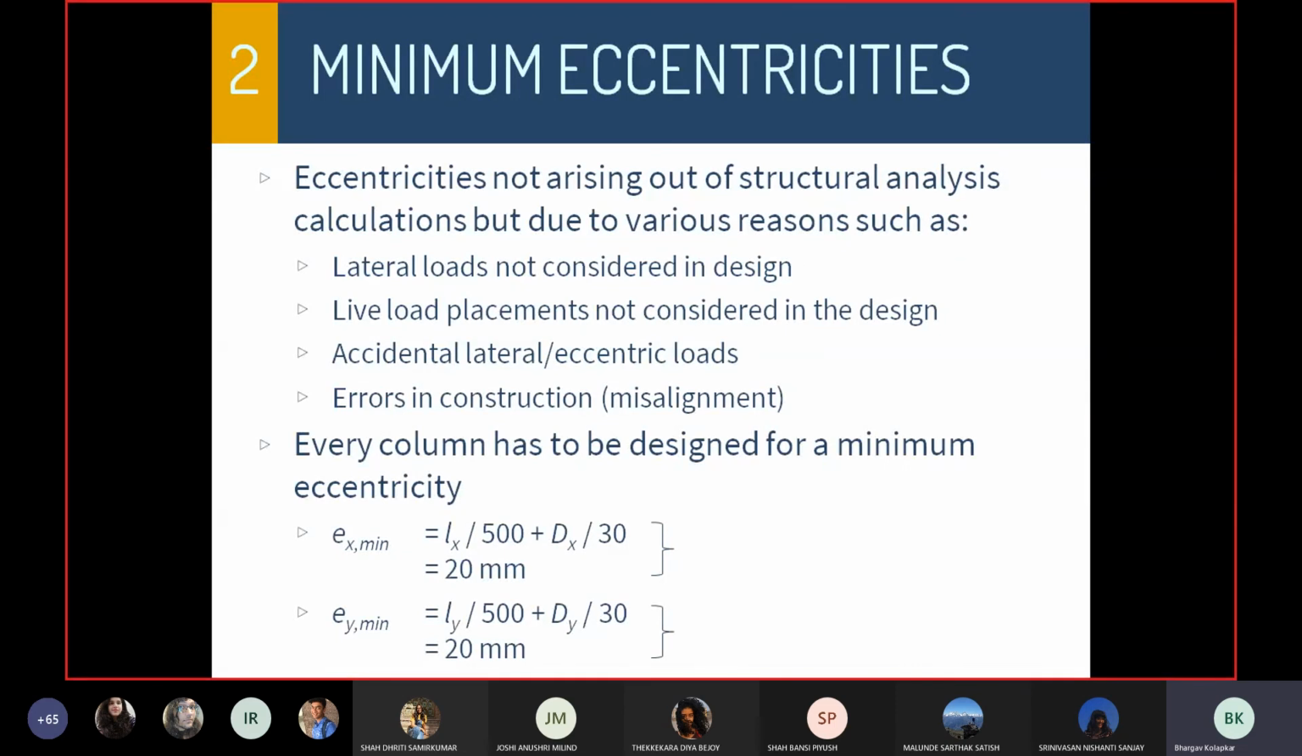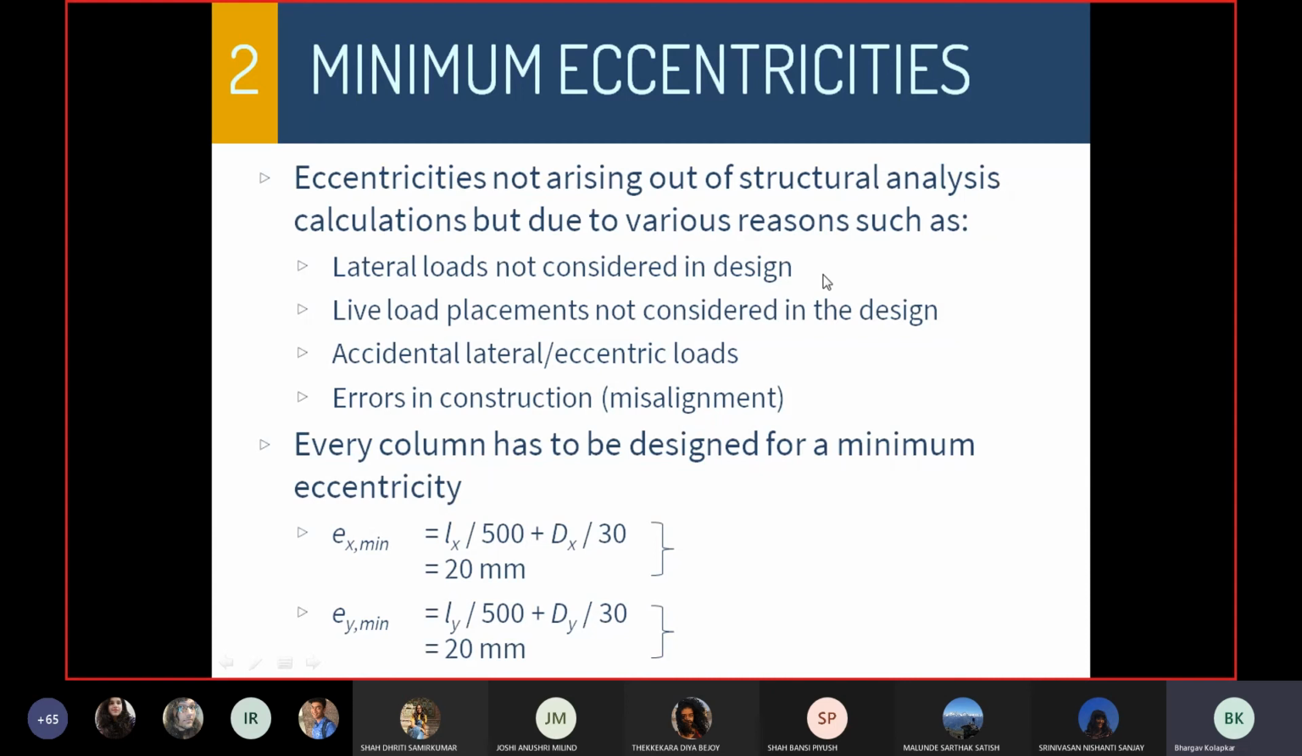Now, though we are dealing with columns that are subject to only axial forces and no moments, there are a number of practical situations in which, though at first the column might seem to be subject to axial force only, because of certain conditions it might also be subject to moments about either one or both the axes. Such conditions are lateral loads not considered in the design.